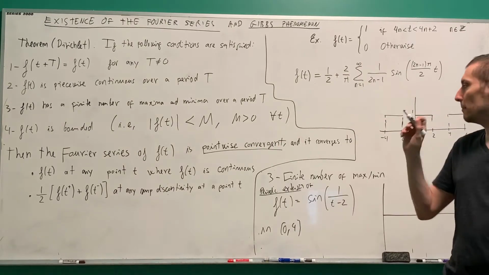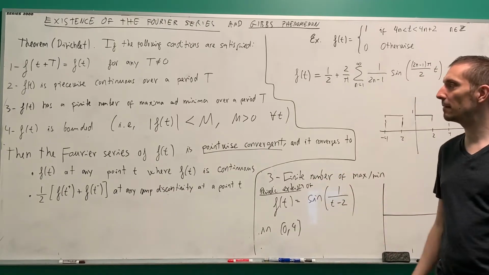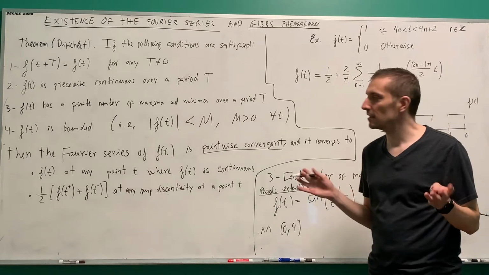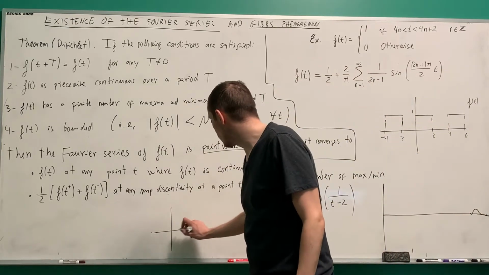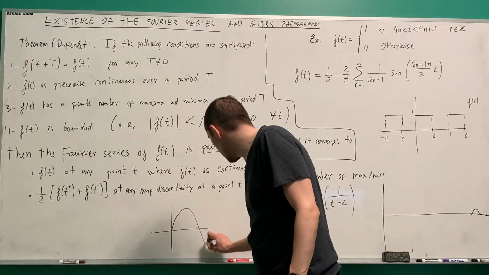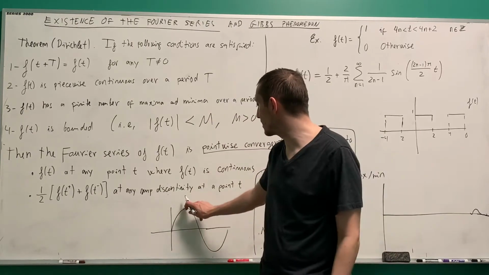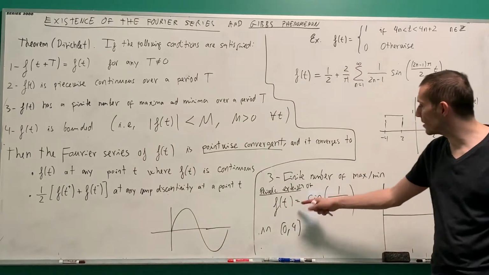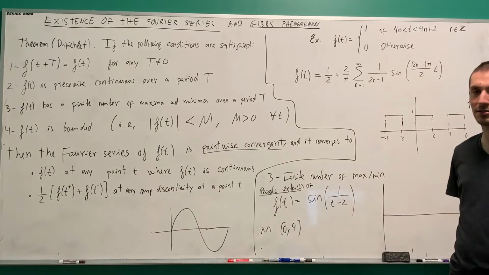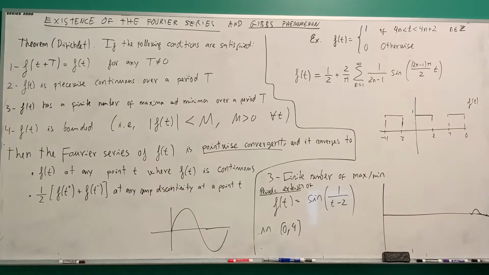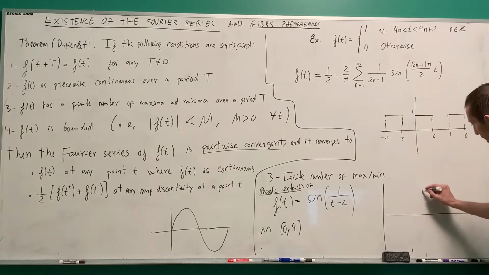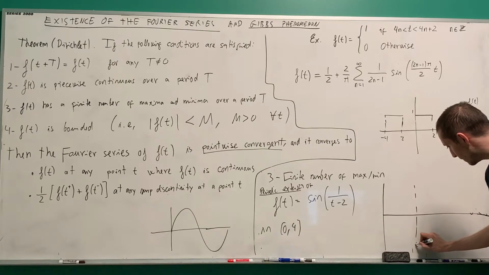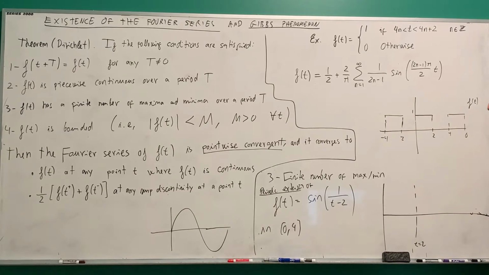Okay, requirement number three. We need a finite number of maxima and minima. So what is this? Well, if you compute, for example, the function sine of x, right? Sine of x is like that, one period is like that, so you get a maximum and a minimum in a period. However, let's think of the function, first the function f of t, sine of 1 over t minus 2. That function alone. What is that function like? Well, let's plot it. So we have something funny happening at t equals 2, okay? And what happens, let's see. When t goes to infinity, this goes to the sine of 0, which is 0. So at infinity it is 0.